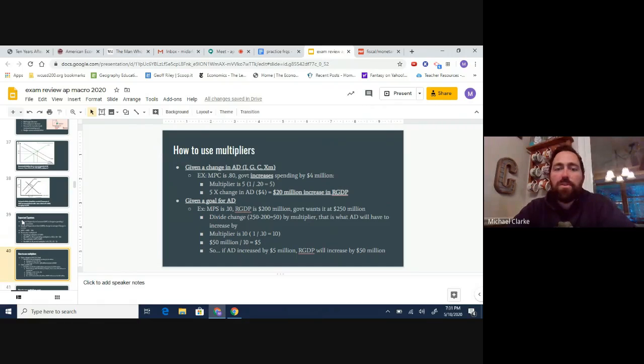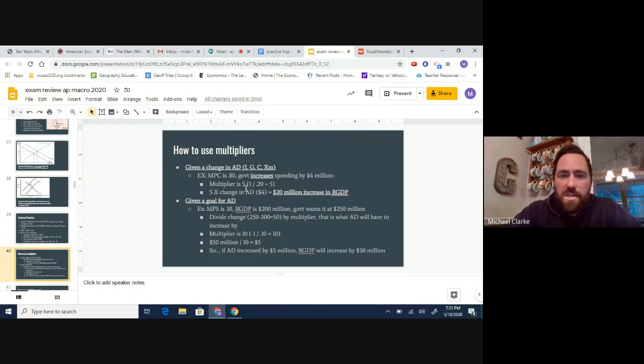Give examples for you there. Here's how to use these. If you were given a change in aggregate demand, meaning that the government has done something to aggregate demand, investment is increased by $4 billion. Consumers are spending $2 million more. The net exports is increasing by $1,000.